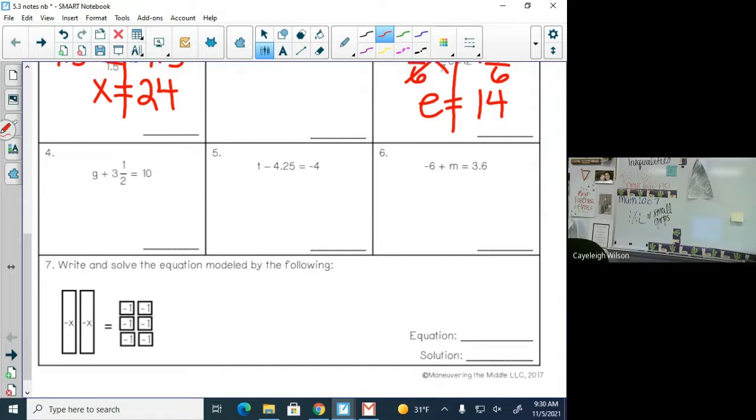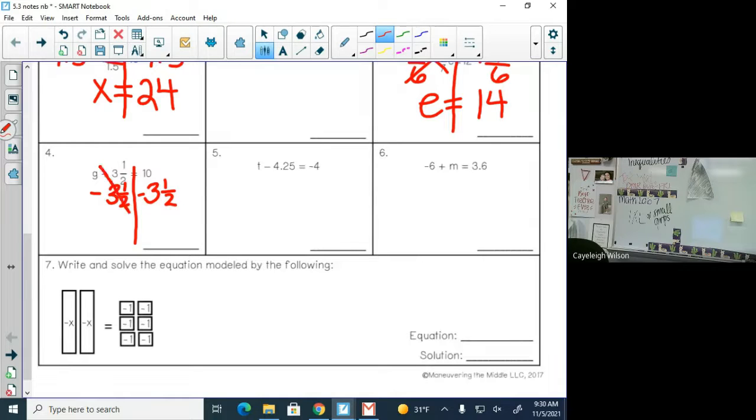Okay, number 4. That's a G. G plus 3 1/2 equals 10. Okay, what would I do to get the G by itself, Trevor? The 3 1/2. Okay, so we're going to subtract the 3 1/2 because it's a plus 3 1/2. So subtract 3 1/2, subtract 3 1/2.